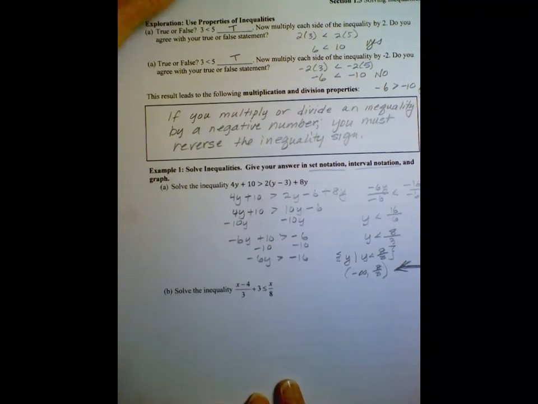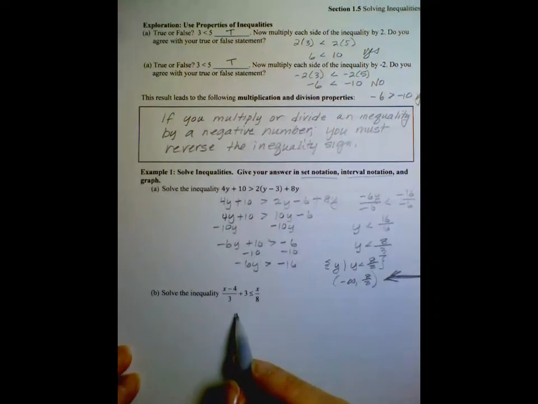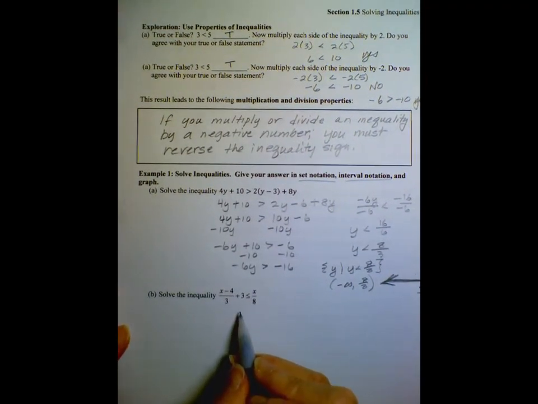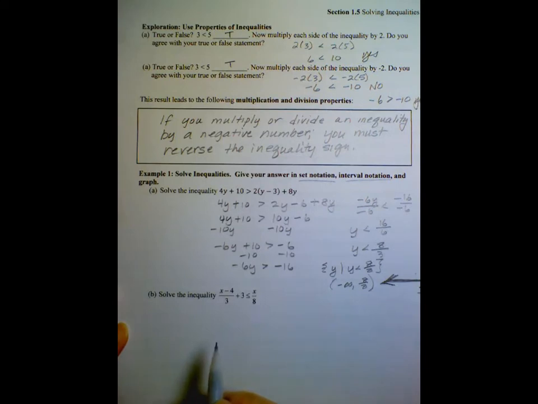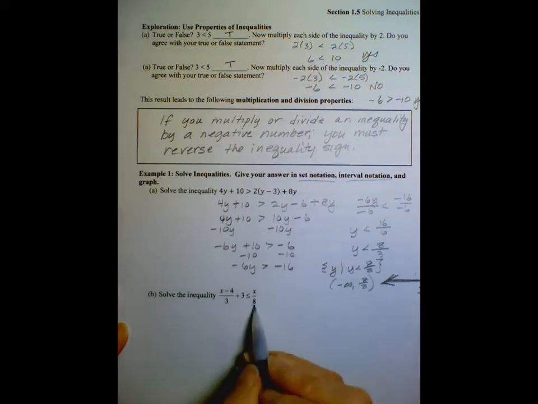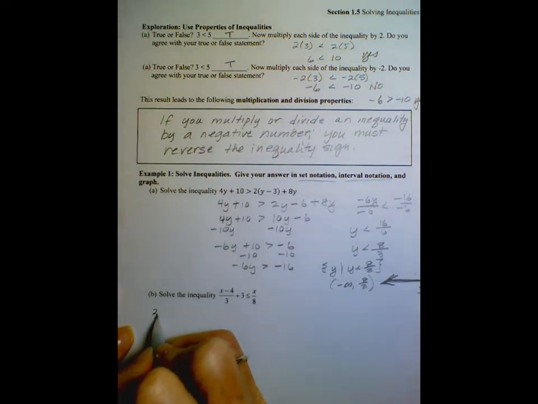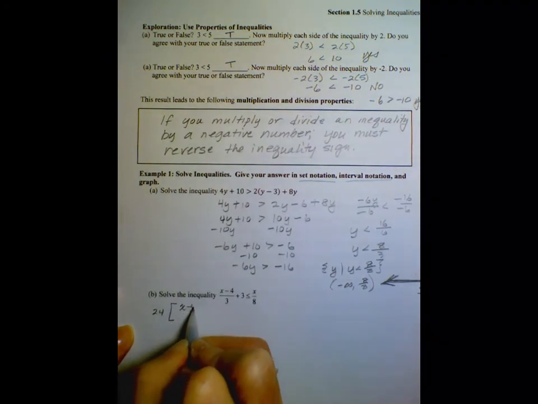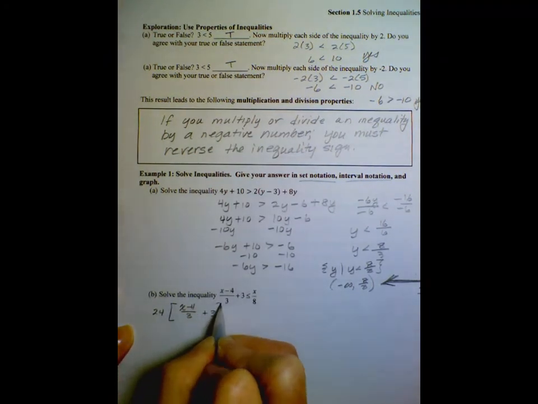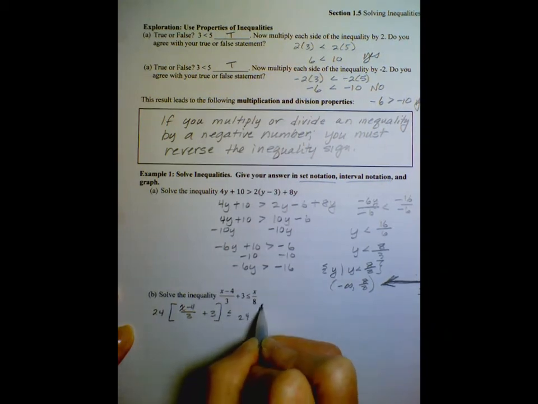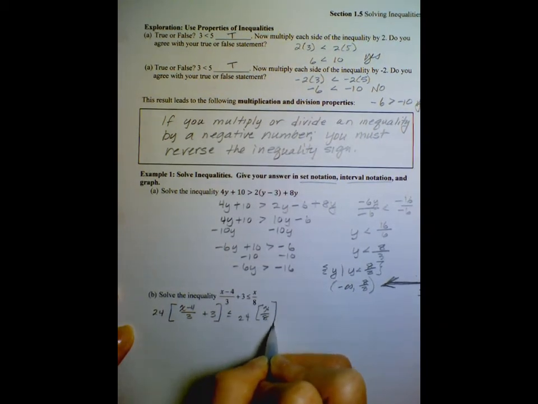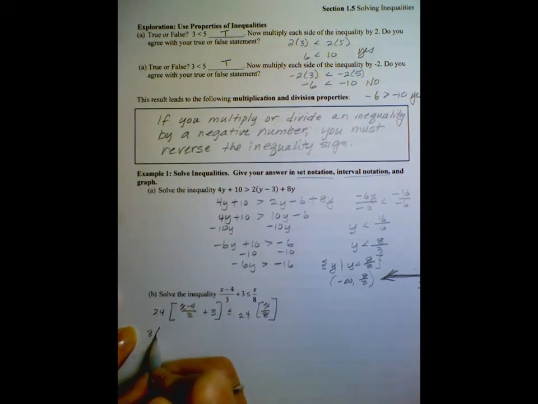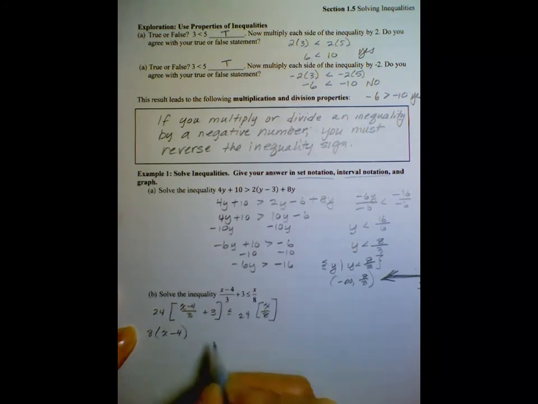Okay, let's try another one. Solve the inequality. This time we have fractions. As I've always said, I don't like to work the problem with fractions. So the first thing I do is find the LCD, multiply, and get rid of them. The LCD of 3 and 8, what would that be? 8, 16, 24. So I believe it's 24. So 24 times x minus 4 over 3 plus 3, less than or equal to 24 times x over 8.